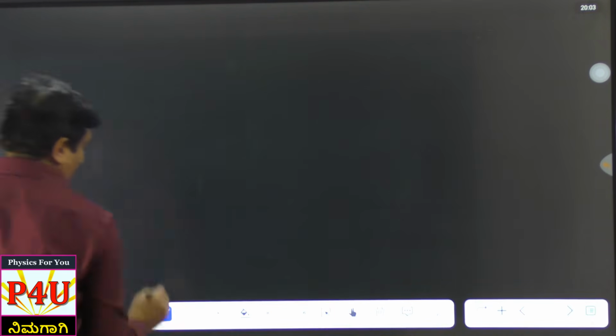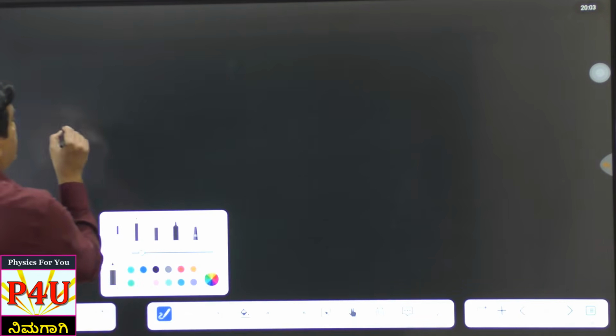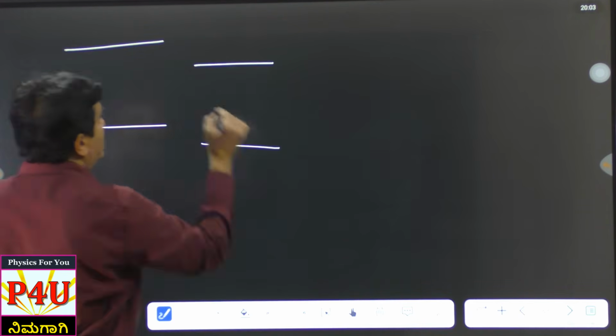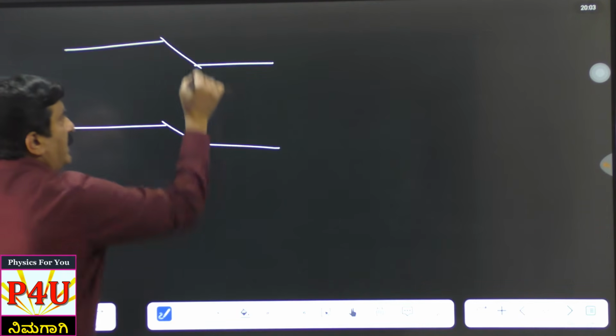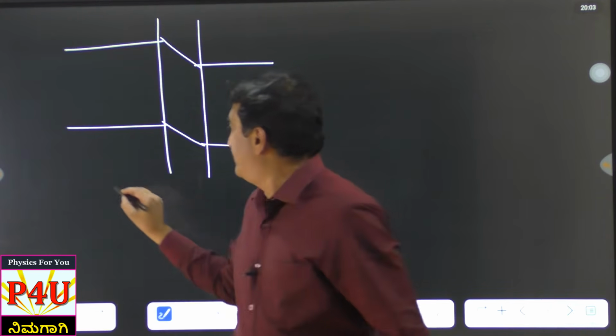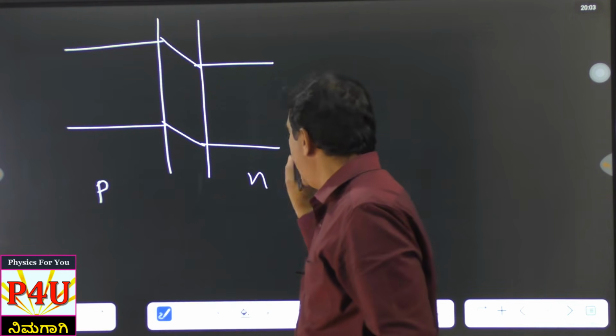Let me write the diagram once again. This is the P side energy level diagram, and this is the N side energy level diagram. When you join them, a junction is formed. Initially, this is the P side, and this is the N side.